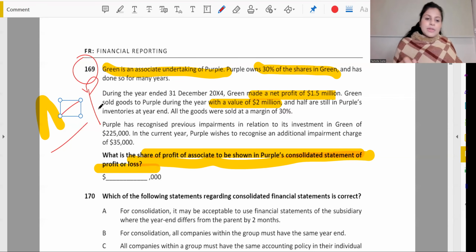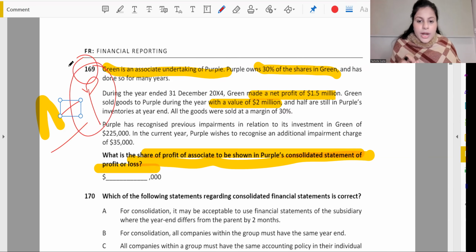And half of them are still in the parent's inventory. All the goods are sold at a margin of 30%. Margin is at selling price or cost? Margin is at selling price or cost?